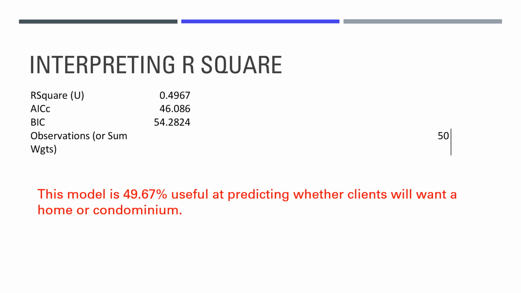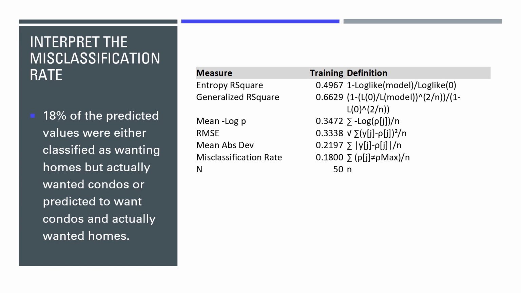If we interpreted R-squared for this model, 49.67% is how useful this model is at predicting whether or not somebody wants a home or a condo. Then the misclassification rate converted to a percentage would be 18% of the values were misclassified. So 18% of the predicted values were either classified as wanting homes but actually wanted condos, or vice versa, predicted to want condos and actually wanted homes.